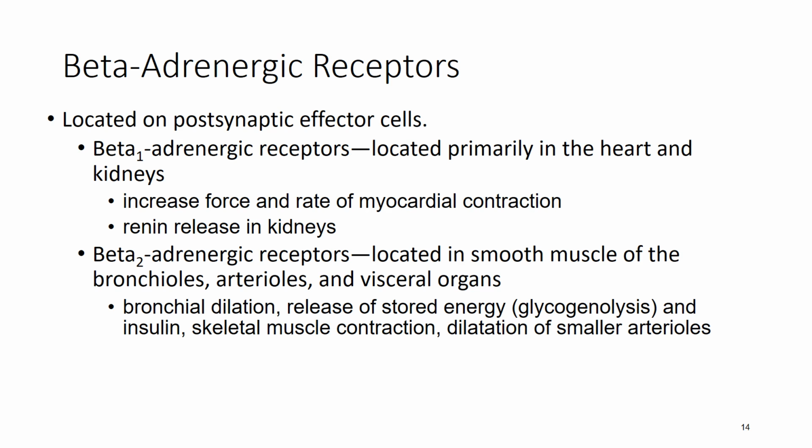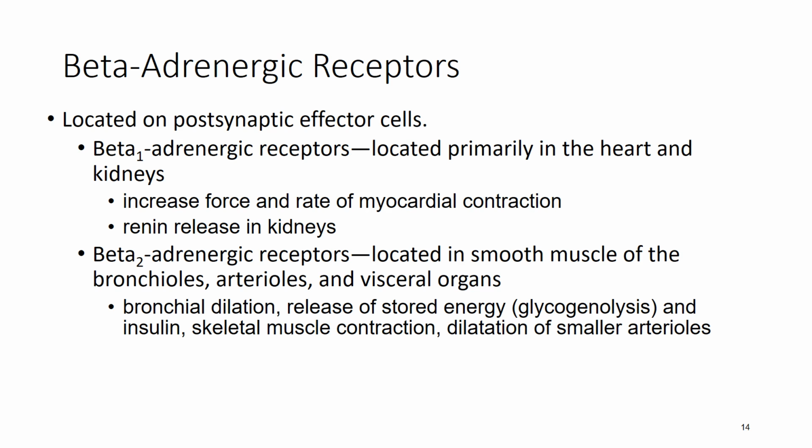The beta adrenergic receptors are located on the postsynaptic effector cells. Beta 1 adrenergic receptors are located primarily in the heart and the kidneys. They increase the force and rate of myocardial contraction, and they stimulate release of renin from the kidneys, which then activates the renin-angiotensin-aldosterone system.